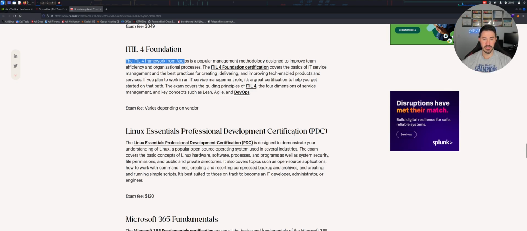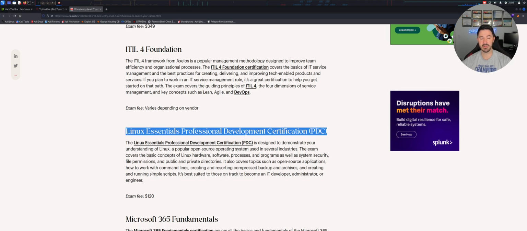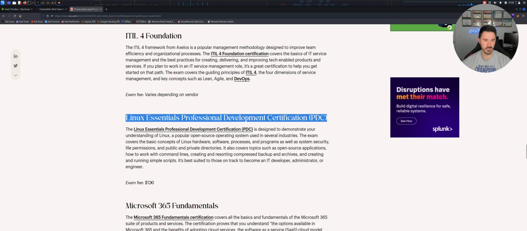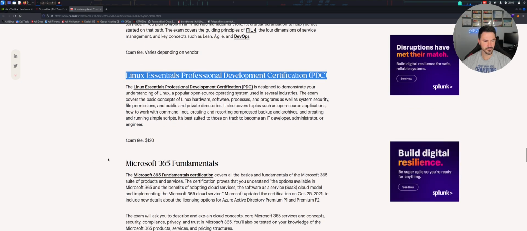Linux Essentials, I never took this, but I did take my Linux Plus. And when I took my Linux Plus, we got three certifications in one, I don't know if they do it like this anymore: SUSE Administrator, LPIC-1, and then Linux Plus. So I got a little lucky. I don't know if they do that anymore.